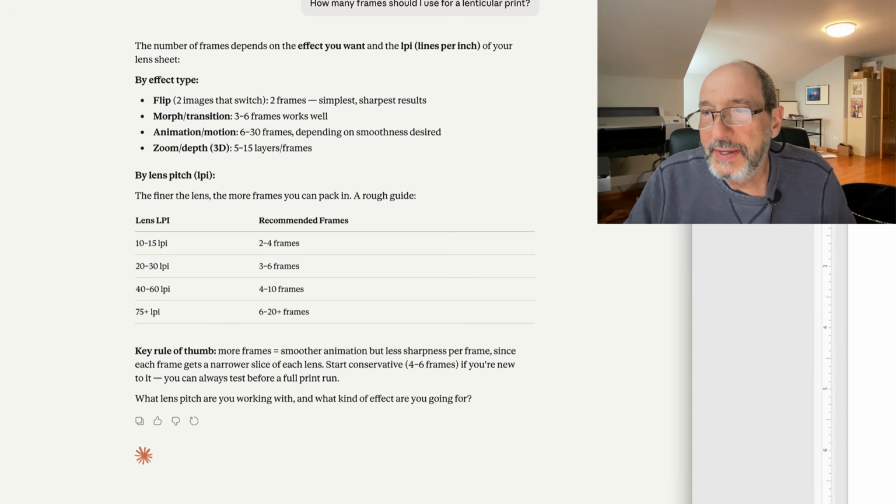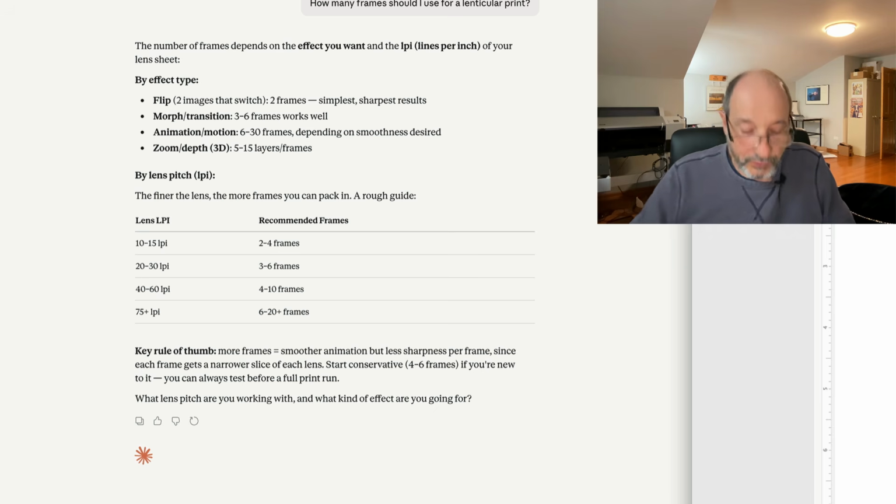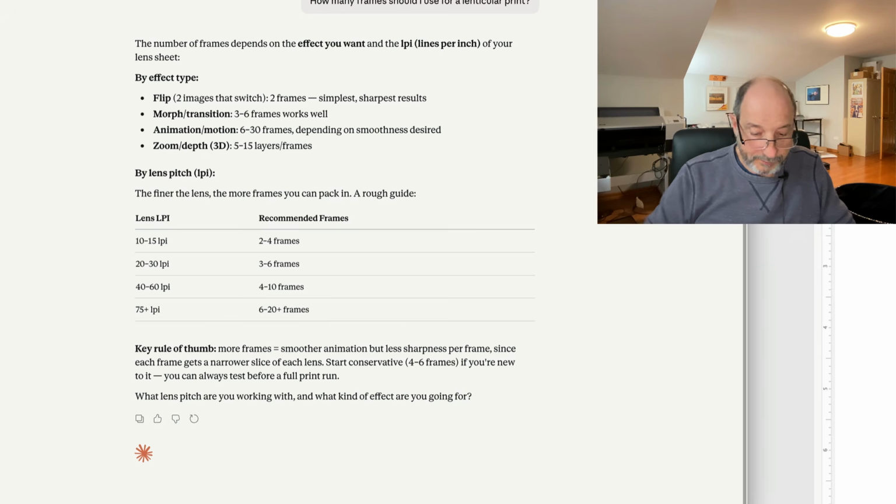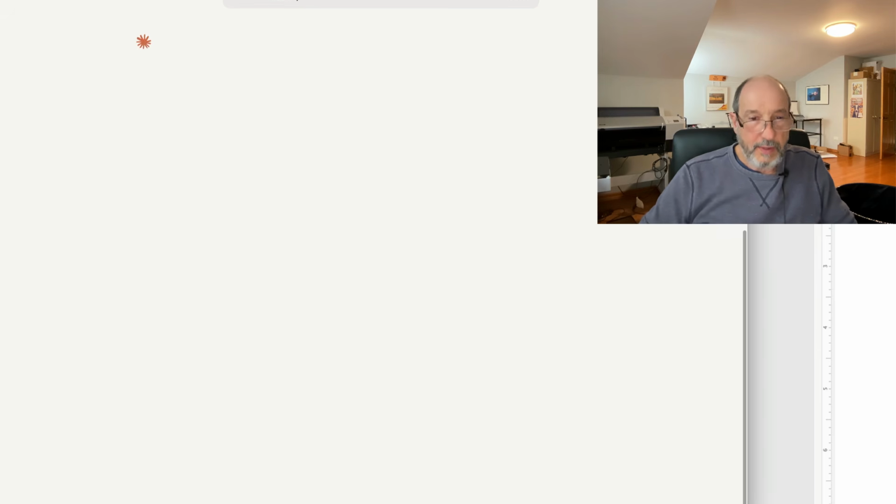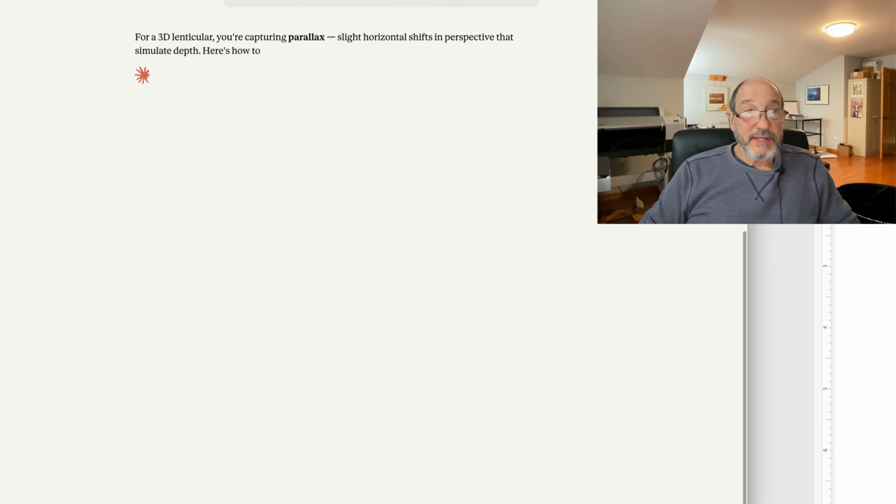Now, the next one is actually kind of a tricky one. I don't know if we can expect it to know much. How do I use my camera to make a series of frames for a 3D lenticular? Let's see what it has to say.